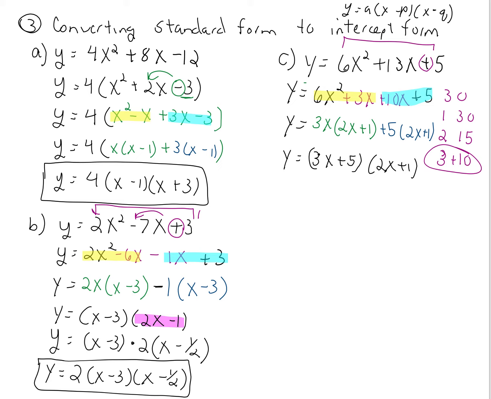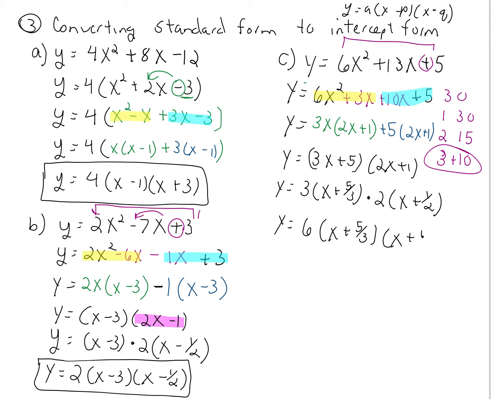But again, I have problems. I have a number in front of my x and a number in front of my x here. So I have to factor out a 3 from the first parentheses, which gives me x plus 5 over 3. And then I have to factor out a 2 from my second parentheses, gives me x plus 1/2. I have a 2 and a 3 factored out, so it multiplies together equals 6. X plus 5/3 times x plus 1/2. This is the most complex way that you're going to have to convert from standard form into intercept form.